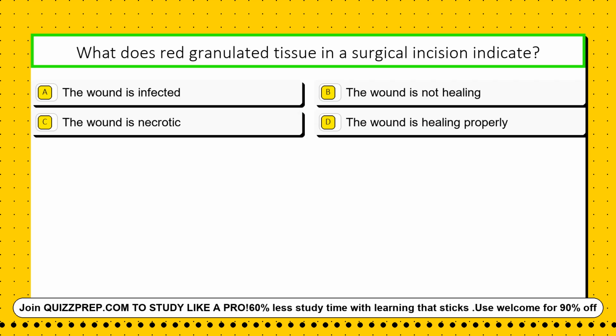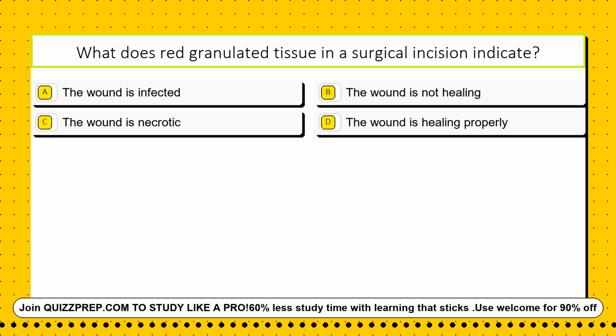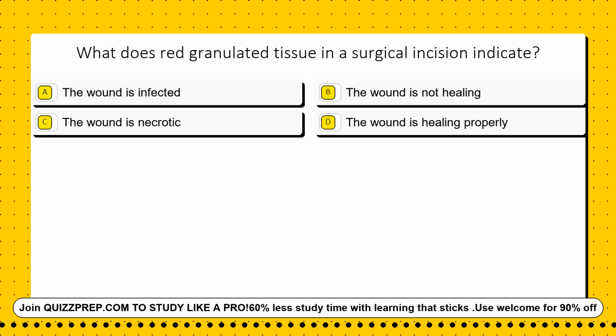Question 41. What does red granulated tissue in a surgical incision indicate? Option A, the wound is infected. Option B, the wound is not healing. Option C, the wound is necrotic. Option D, the wound is healing properly.